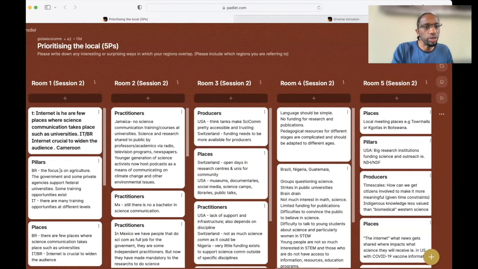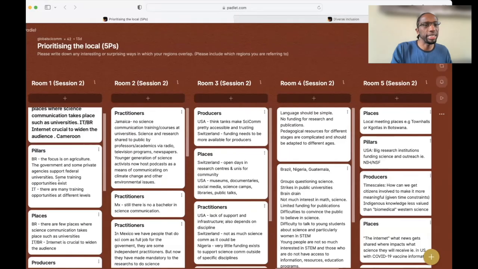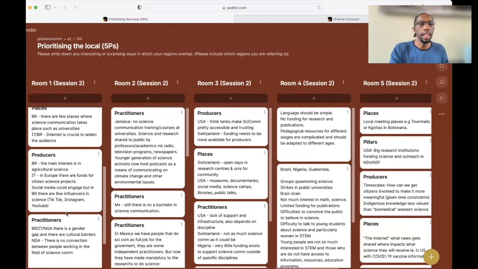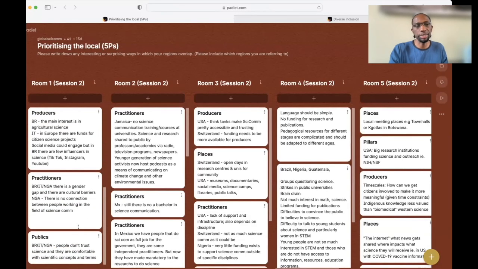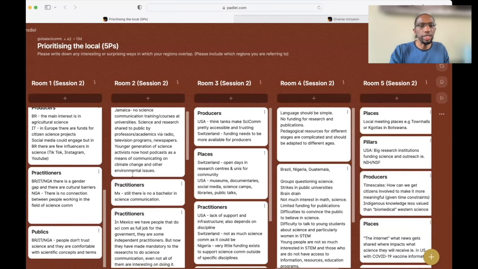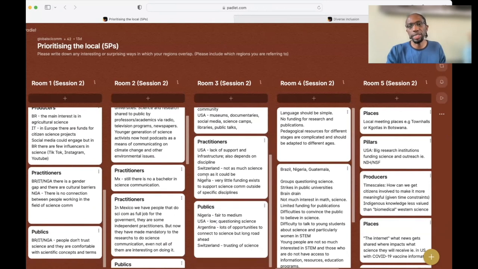So here, for example, you can see there's links where Brazil and IT, and we were looking at 5 different areas. Pillars, so people who support science communication. Places, so settings that it takes place. Producers, so who produces the knowledge and whose knowledge is trusted and looked into and sourced. Practitioners, communicators themselves, and the public. So how do the publics differ? And you can see that there's so many overlaps that were found.